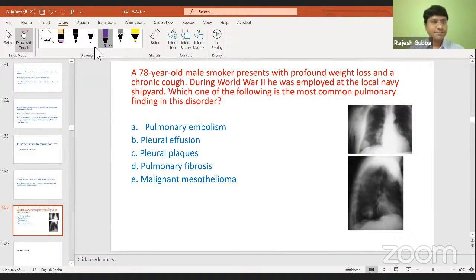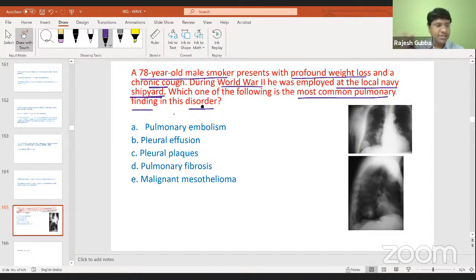So you see this question here. We have a 78-year-old male smoker who presents with profound weight loss and a chronic cough. During World War II, he was employed at the local Navy shipyard. Which of the following is the most common pulmonary finding in this disorder?